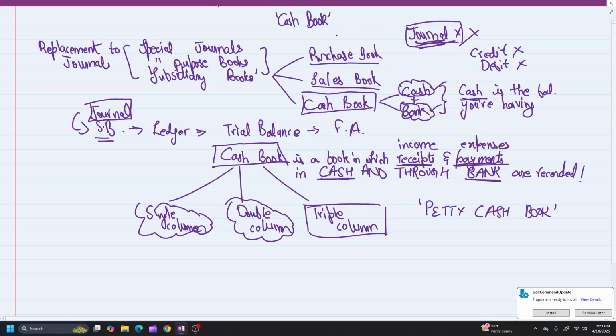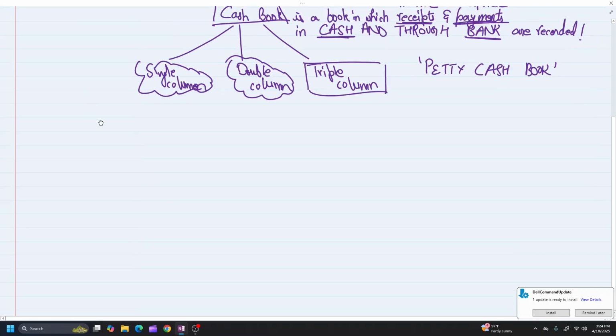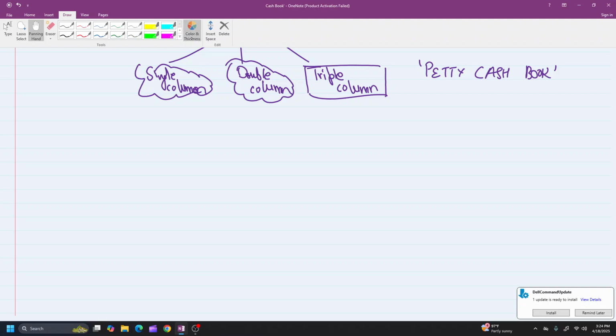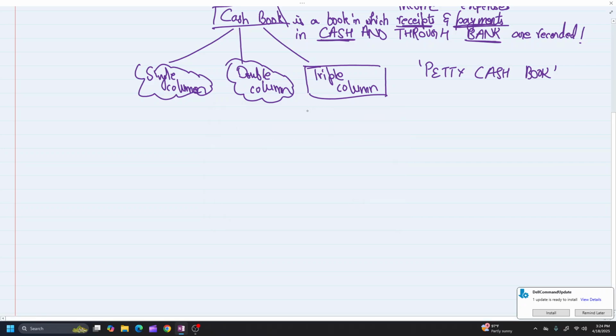Now one by one, single column and double column we will not do the questions because it's not necessarily important. But for the triple column cash book, I'll try to solve the questions as well. Okay, now simple cash book first.